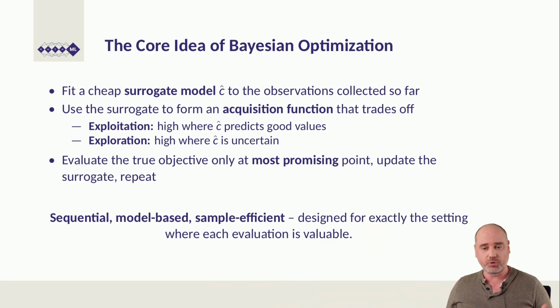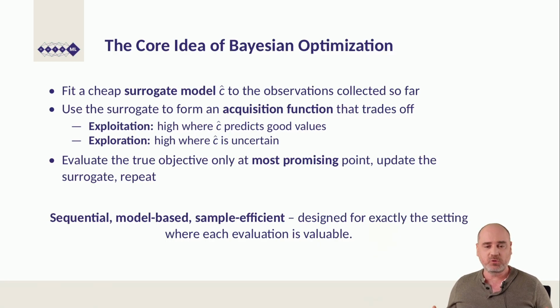And then what we will do is we will evaluate our true objective only at the most promising point according to this acquisition function. So this will be the one expensive evaluation we will do in one iteration of Bayesian optimization. Then we will update our surrogate based on our experimental results, and we will repeat this in a loop. And all of these details will become much clearer in the upcoming subchapters.